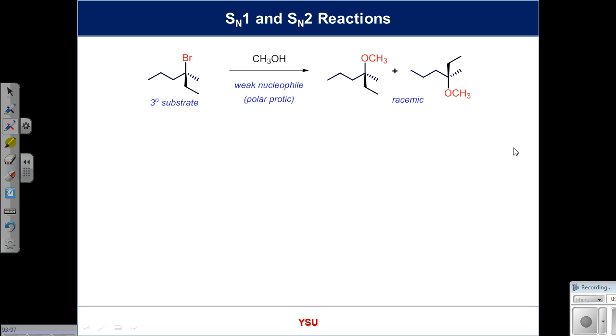This is a racemic mixture. What's the alpha D for a racemic mixture? 0. Why? They cancel out.